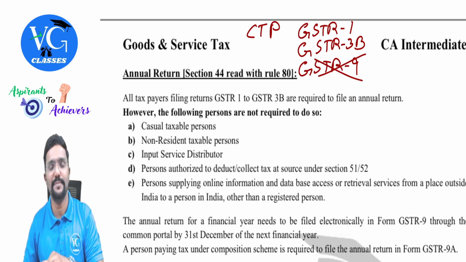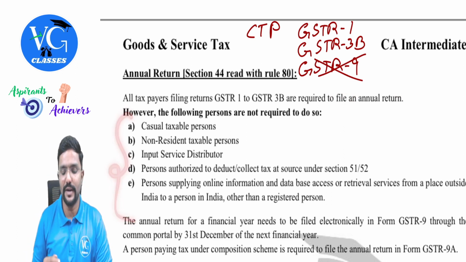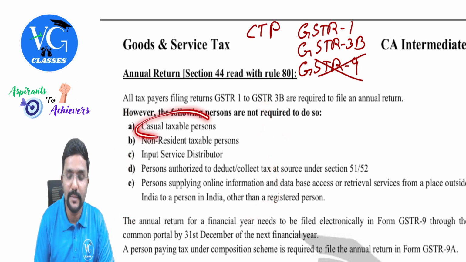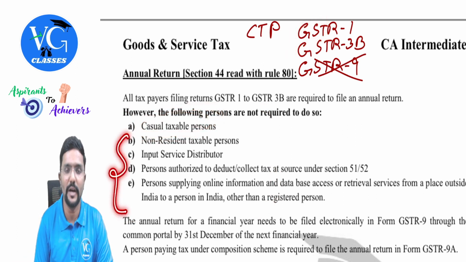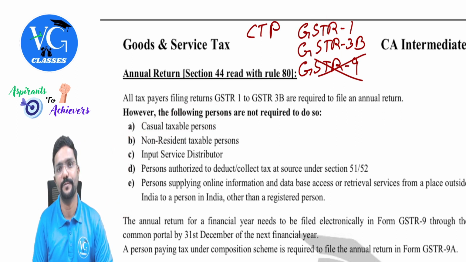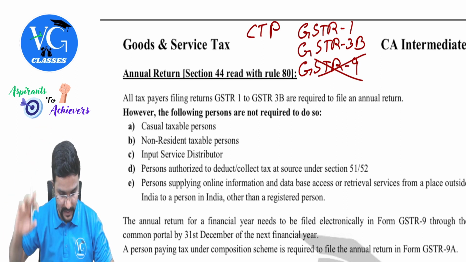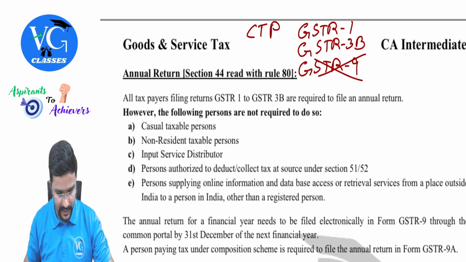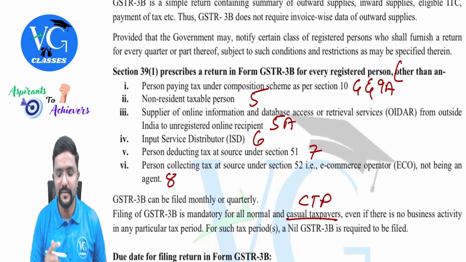Actually 9B is an annual statement, but still anyway. They told as per section 44, the following people are not required to file annual return, guys. They have separate returns. See, casual taxable person, I am repeating again, will file 1 and 3B but not 9. Whereas these people will not file 1 also, they will not file 3B also. They have separate returns, and which are those separate returns we have discussed while doing GSTR 1. Just a minute, I will show you. You can see for these people they have separate returns.